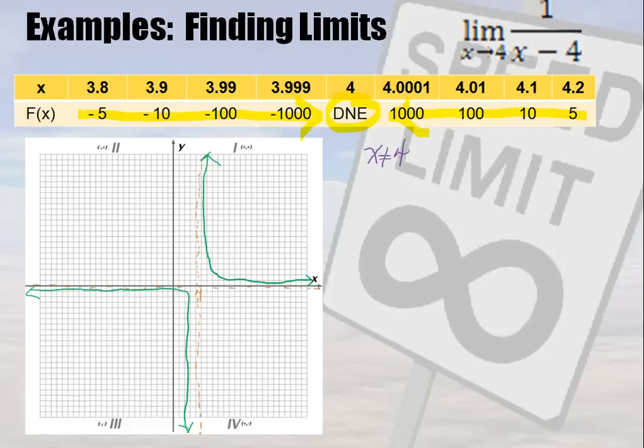So looking at our graph, we know that we have a vertical asymptote at 4 and a horizontal asymptote at the x-axis, and our graph is guided by these asymptotes. As we come from the right, as we approach 4, our graph shoots off to infinity. As we come from the left, guided by our asymptotes, our graph shoots off to negative infinity. This is a divergence, and the limit fails to exist.